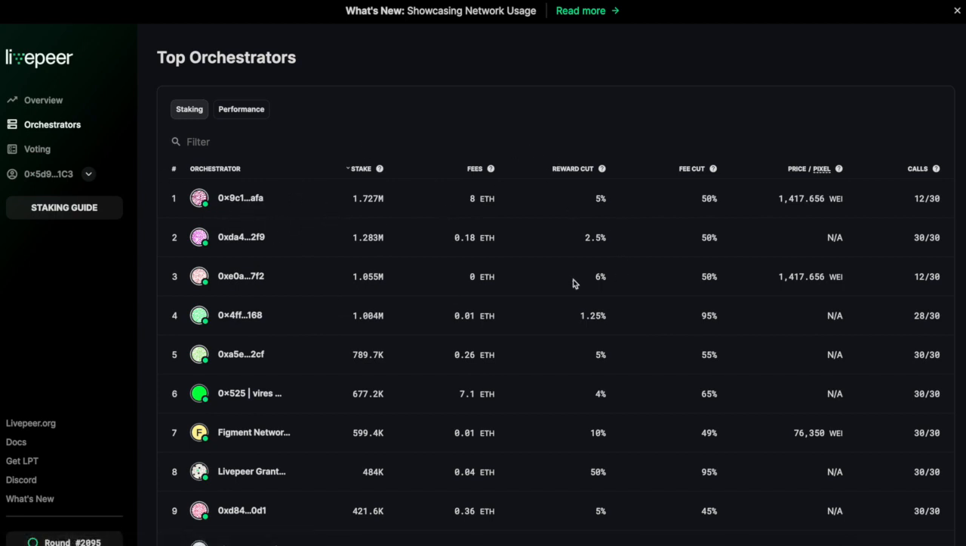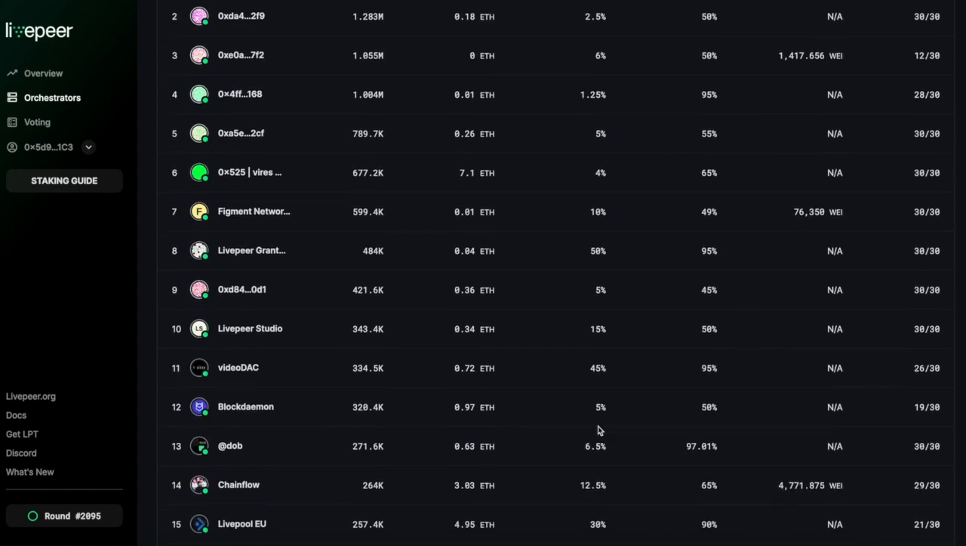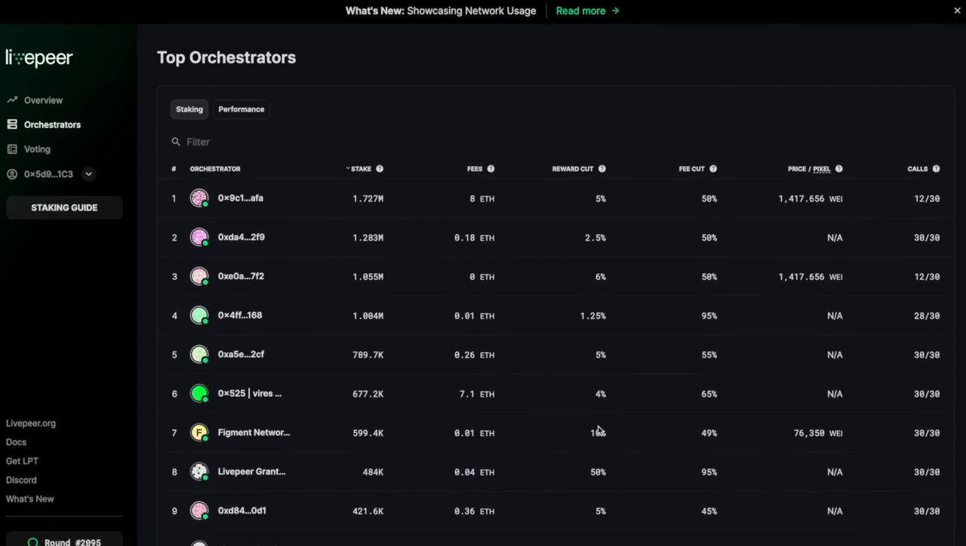Now we have several different orchestrators, so you're going to stake on any of these, and you've got to factor in the total amount that is staked on this network. You probably don't want to stake on one that has a high reward cut. Like 5% is okay, 2.5 is okay, 6. There's some that charge like 50, and then some charge 100%. What that means is when you're staking with them, you're going to get no Livepeer tokens. So you probably don't want to do that.